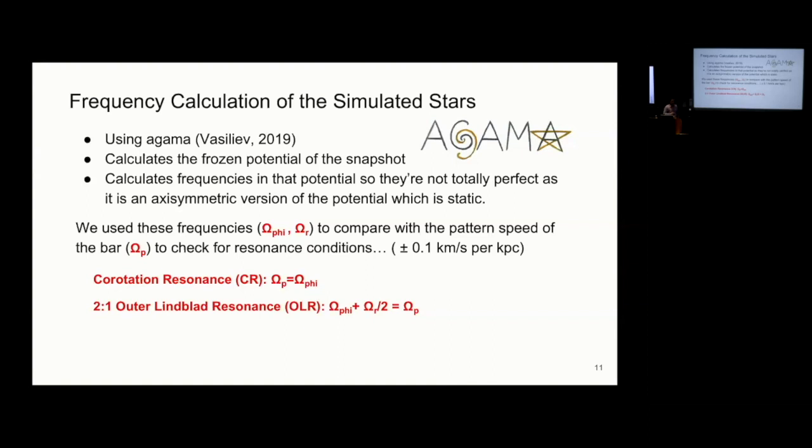It calculates frequencies of that potential, so they are not totally perfect, but it's still useful to see the overall trends. We use the azimuthal and radial frequencies, omega phi and omega r, to compare with the pattern speed of the bar, at an accuracy of plus or minus 0.1 kilometers per second per kiloparsec. As I mentioned previously, I'm looking at corotation resonance and outer Lindblad resonance only in the current project.